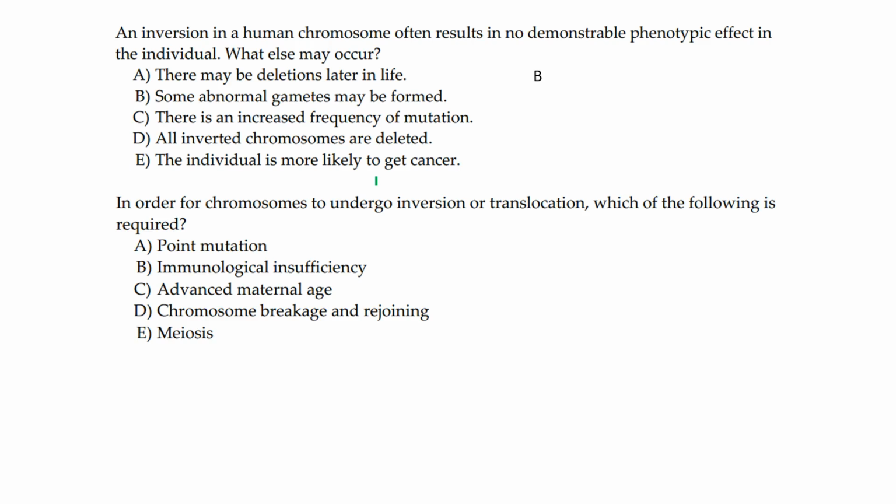Watch the video. In order for chromosomes to undergo inversion or translocation, which of the following is required? Which one? Inversion or translocation. So it must involve a part of the chromosome breaking and rejoining.